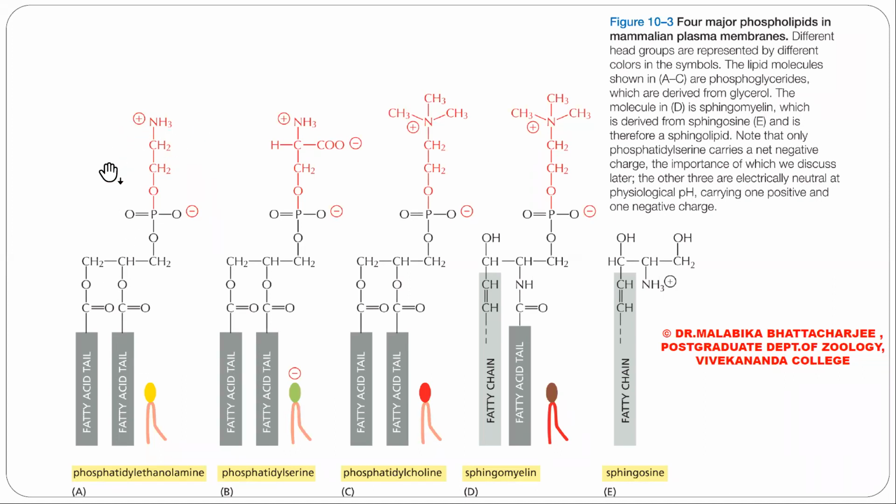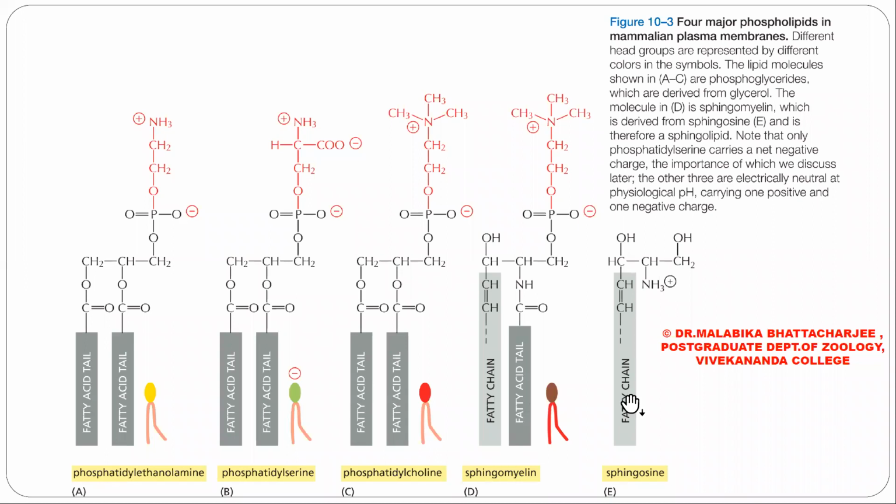We have this phosphatidylethanolamine. So this is the structure of phosphatidylethanolamine. This is the fatty acid tail. Phosphatidylserine, phosphatidylcholine, sphingomyelin, and sphingosine. Now, in this picture, the different head groups are represented by different colors, and the lipid molecules are phosphoglycerides. So these from A to C are phosphoglycerides, which are derived from glycerol. When we come to D, this is derived from sphingosine.